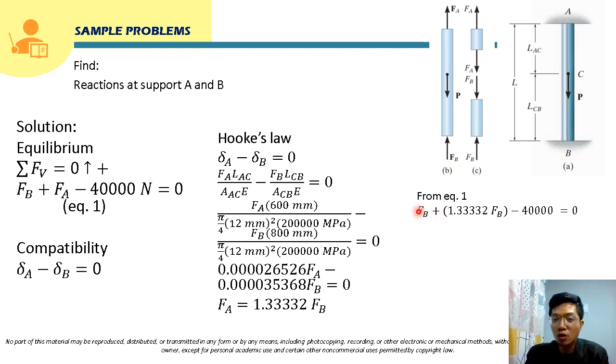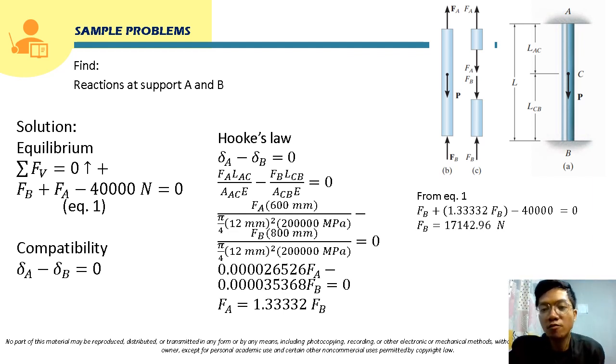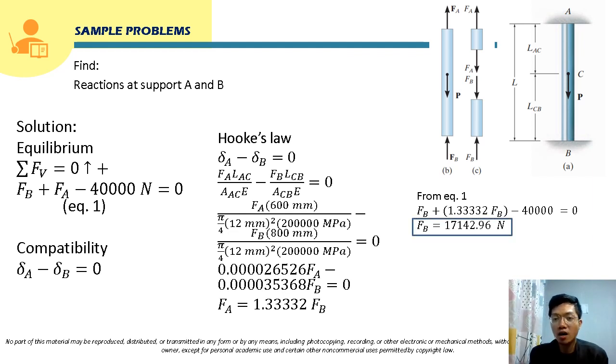So here there will only be one unknown, so we can directly solve for FB. So solving for FB, we can input this in our calculator. So this is just 40,000. We transpose it on the other side over FB, so that will be 1 plus 1.33332. Okay, so again, the value here, class, for FB is 17,142.96 Newton, or it can also be 17.143 kilonewton. So this will now be the answer for the reaction at B.